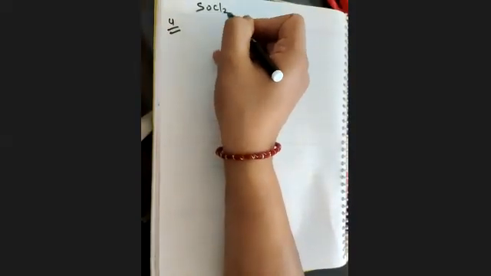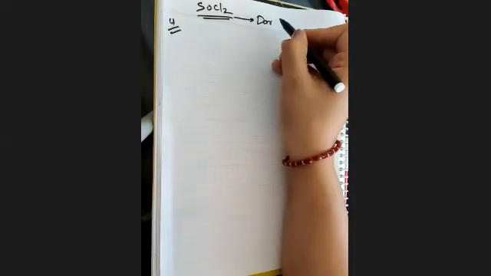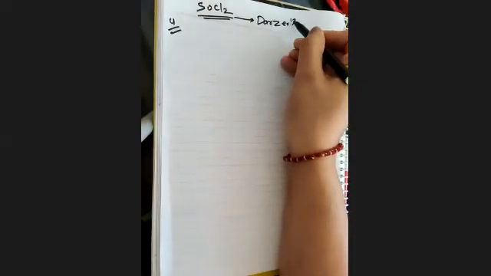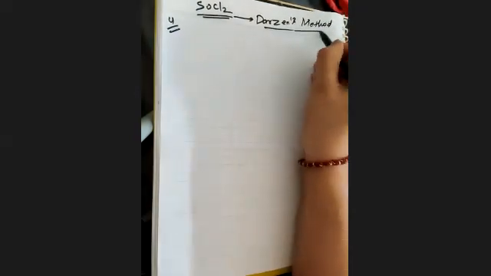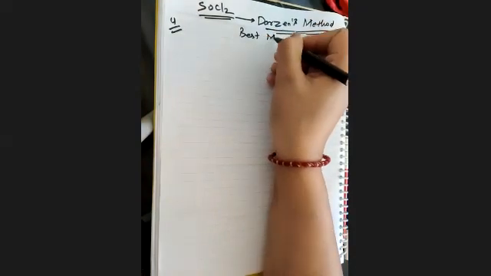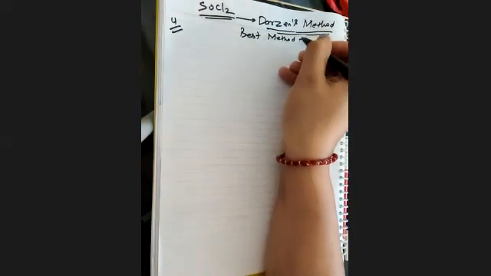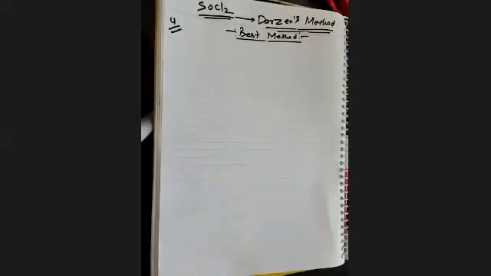Now we'll talk about the fourth type of reagent, SOCl2. This is also known as Darzon's method. Note it down, since you can get this type of question in objectives. This is known as Darzon's method, and this is considered to be the best method for the preparation of haloalkanes from alcohols. Why? I will tell you this later on when we go down to the topic.